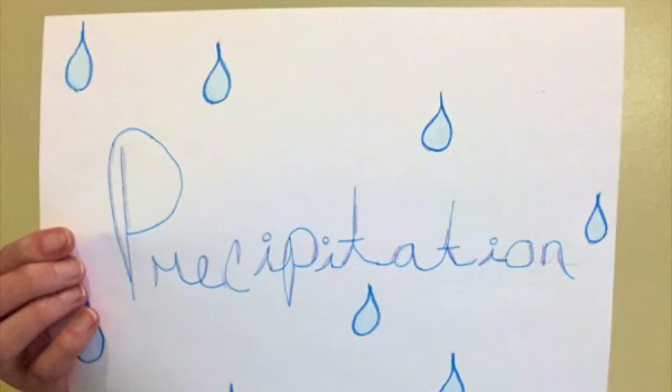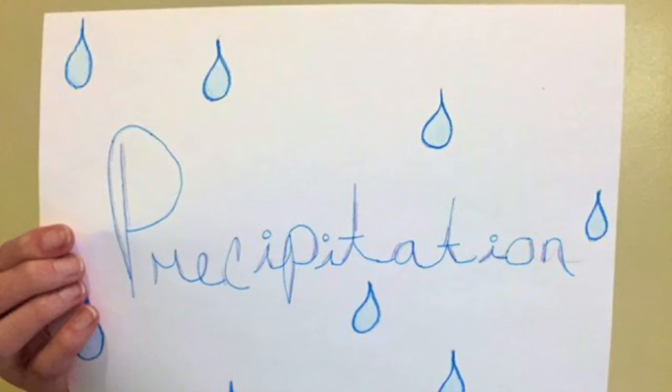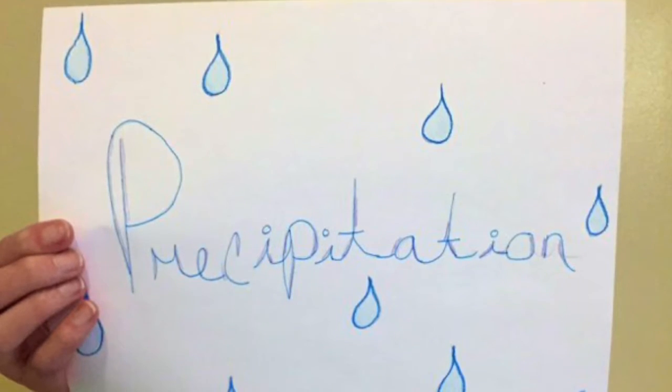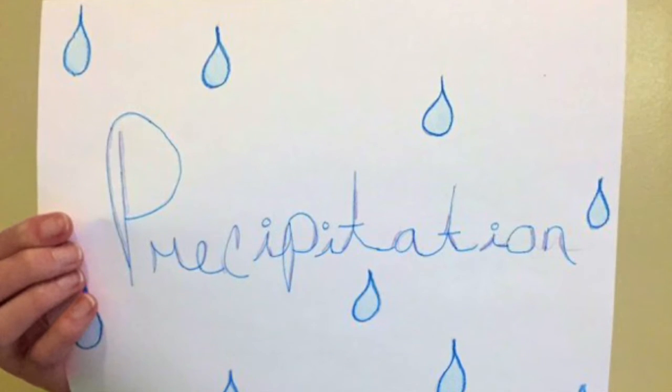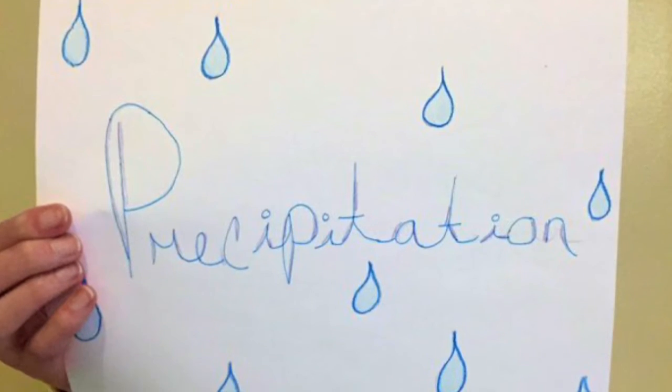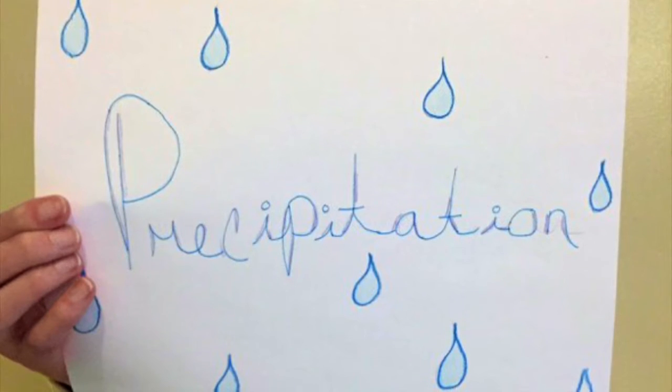Precipitation occurs when water is released from clouds in the form of rain, freezing rain, sleet, snow, or hail. This is the primary way that water comes to Earth from the atmosphere. The most common form of precipitation is rain.